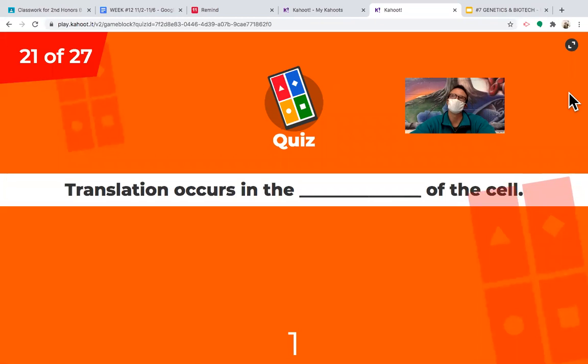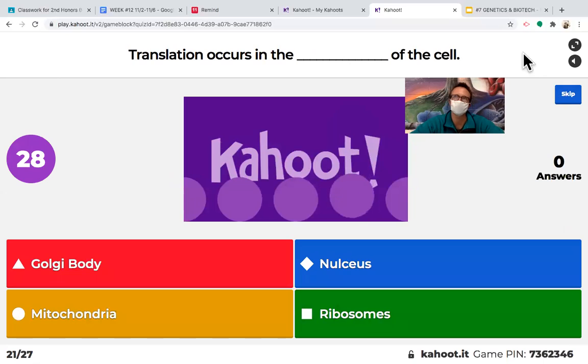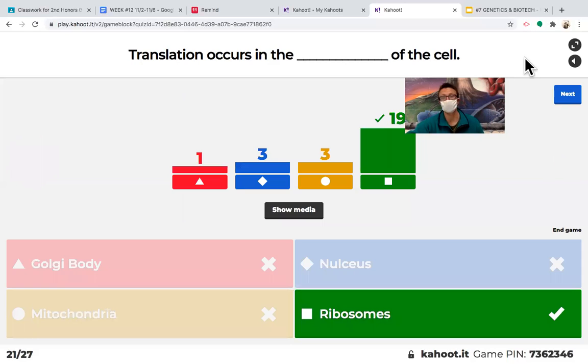Translation occurs in the blank of the cell. Where does translation occur? Where do we actually take mRNA and finally translate it into amino acids, the language of proteins, completing protein synthesis? And these little guys could be floating around in the cytoplasm, or they could be embedded along the rough endoplasmic reticulum. There's slight variation between these, prokaryotes and eukaryotes. That'd be the ribosome.